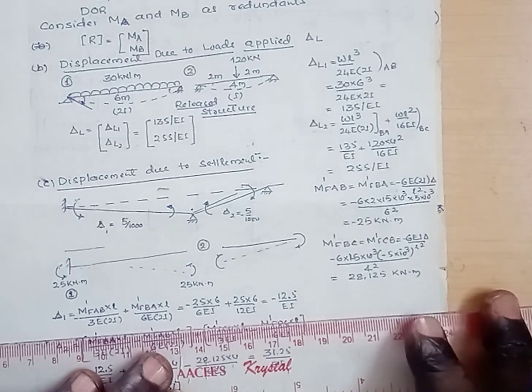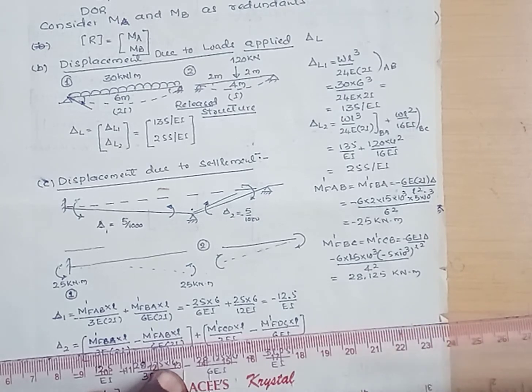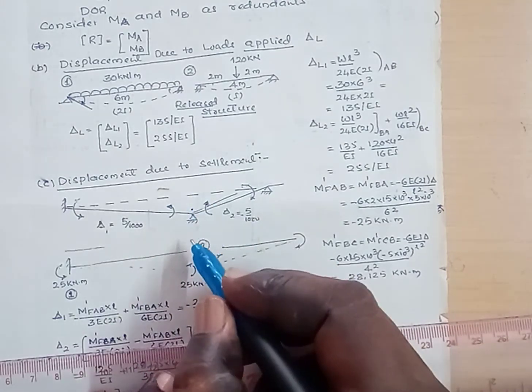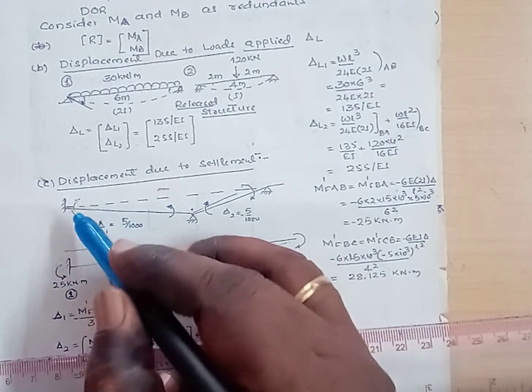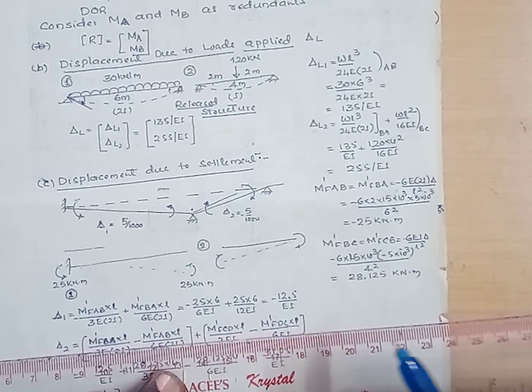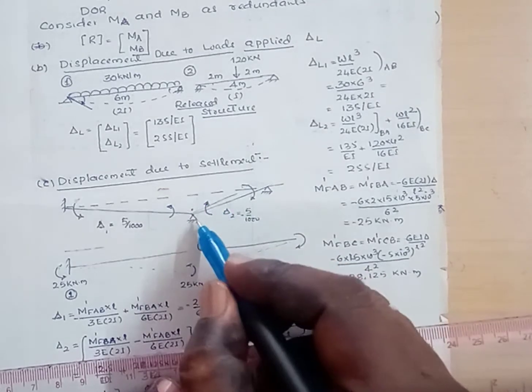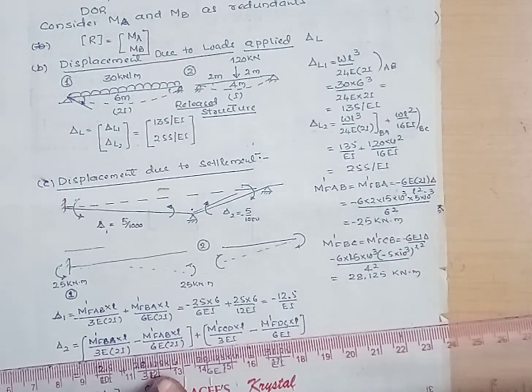the displacement at coordinate 1 due to the settlement or sinking of the support is minus 12.5 by EI. Then for the displacement at coordinate 2, we have to consider spans AB and BC. In span AB there are two moments, one hogging and one sagging; both we have to consider. Similarly, in span BC, one is sagging and one is hogging, and here also you have to consider both, that is the slope due to the additional fixed end moment.